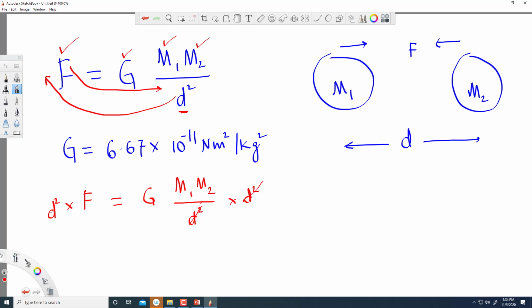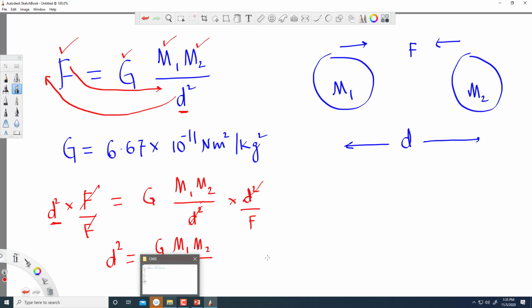Now if you want to get rid of f, divide both sides by f. So that's what you do. You cancel that, and now you have d squared. So d squared is G m1 m2 over F, and then you want to get d, not d squared.